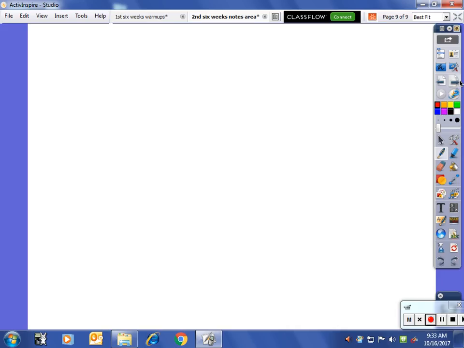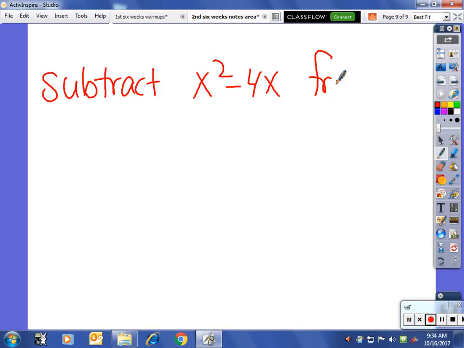Your homework is going to be on adding and subtracting polynomials. Now, we did this Thursday, and we did some practice problems Thursday in class, and then we focused on reviewing. I want you to try one of these, and then I'll tell you your homework. Subtract x squared minus 4x from 3x squared minus 2x plus 6.